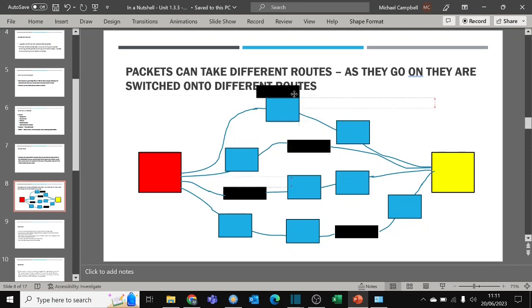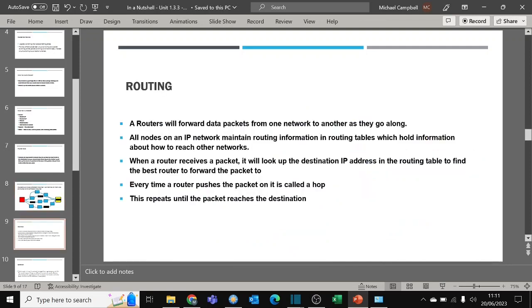So what would happen is the packet would get here, it would look at the IP address and say, right, you want to get here, I think the next best route is for you to go here, and it would route you off to this router. It gets to here, this router would look at its routing table and suggest the next stop. Obviously in this case it's here because it's the destination, but this is a very simple idea. So when a router receives a packet, it will look up the destination IP in the routing table to find the best route to forward the packet to. Every time a router pushes the packet on, it's called a hop. This repeats until it gets to the destination.